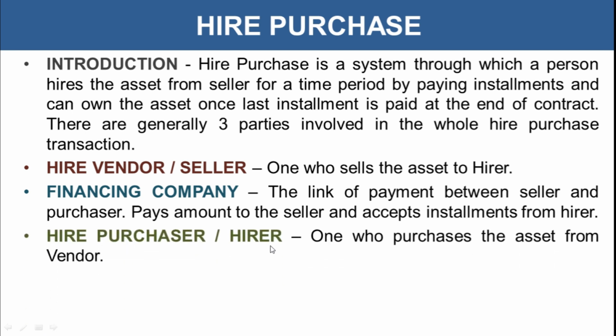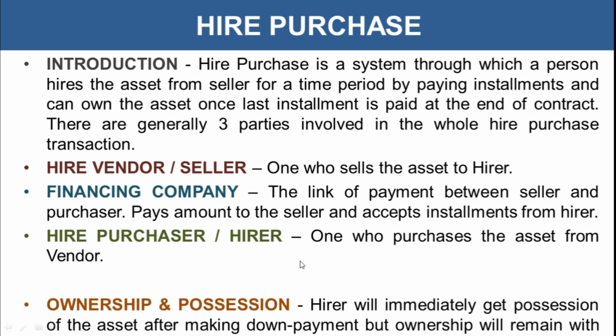Then the hire purchaser, or the hirer. This is one who purchases the asset from the vendor, whom we also refer to as the buyer. So the buyer of the asset will be called the hire purchaser or hirer in terms of the hire purchase system. Now these are the three major parties involved in any hire purchase transaction.